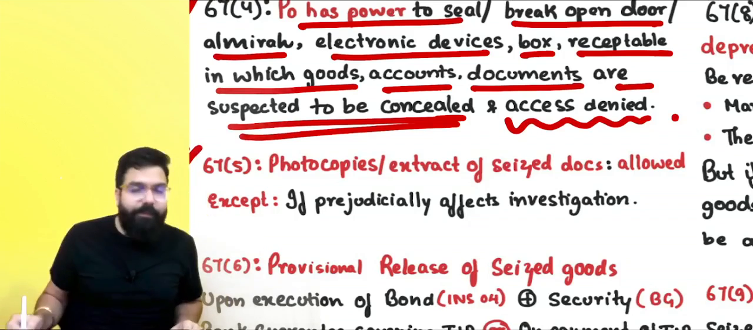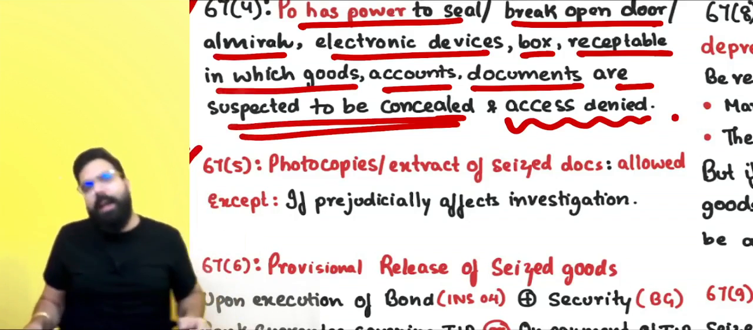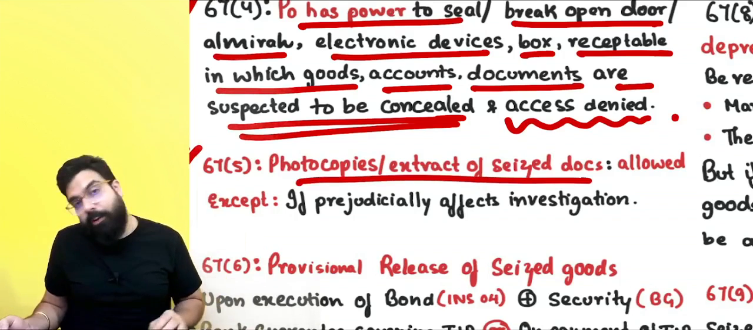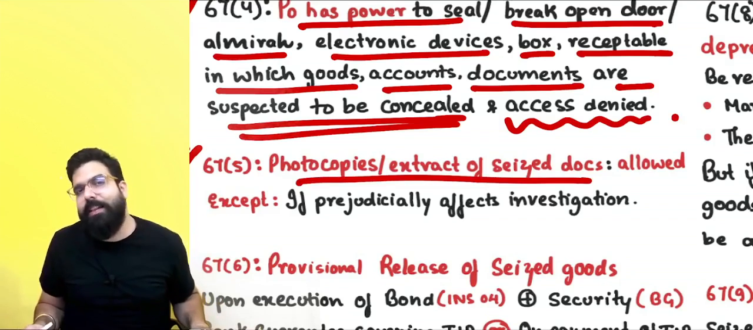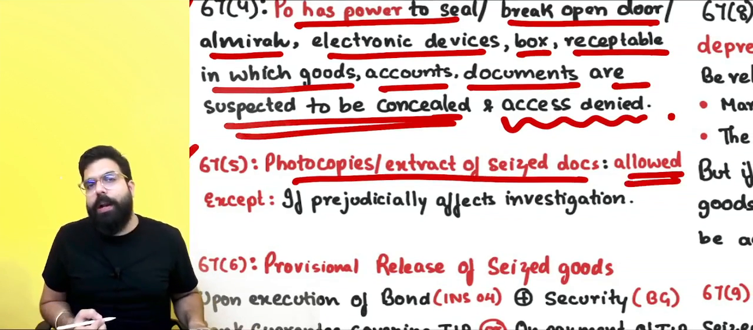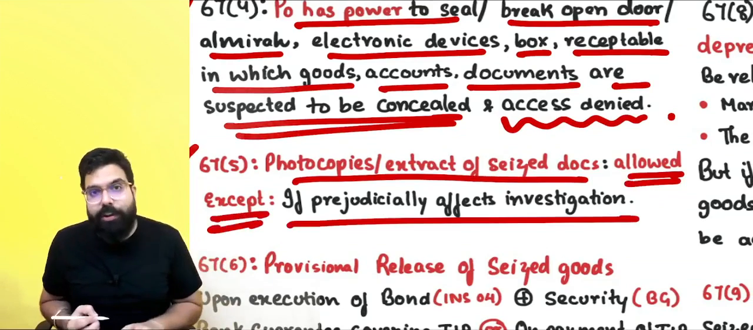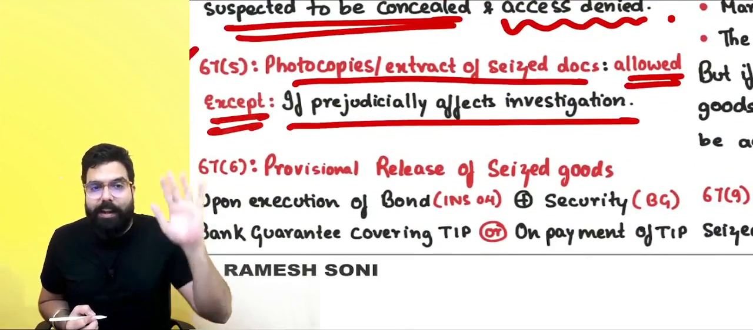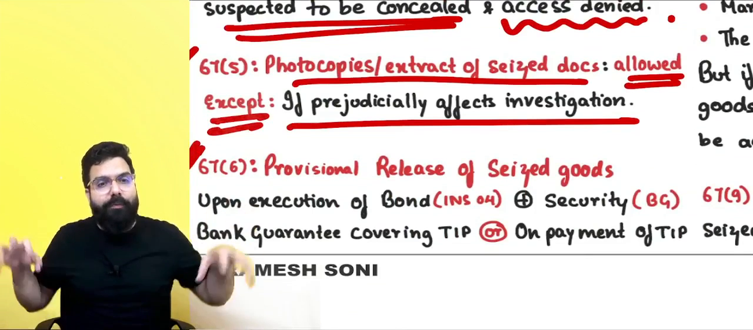Section 67(5) says, if you want, you can ask the officer, sir, I want to take photocopies and extracts of the seized document. If he feels that it is not prejudicial to the investigation, then he will allow you to take photocopies and extracts. However, if he feels that it is prejudicial to the interest of the revenue, then he will not allow you. Okay, sir, prejudicial means harmful for the revenue.